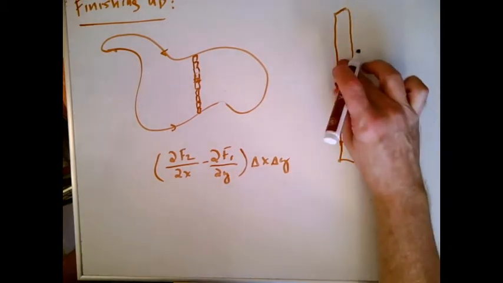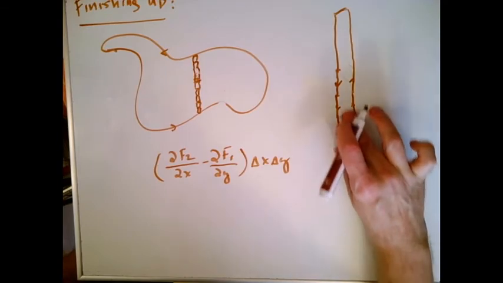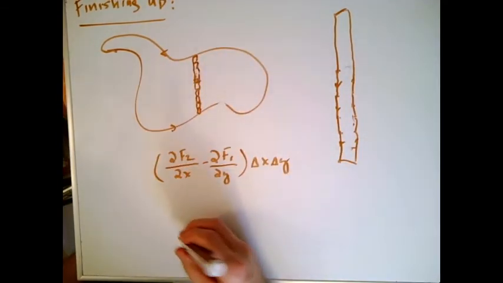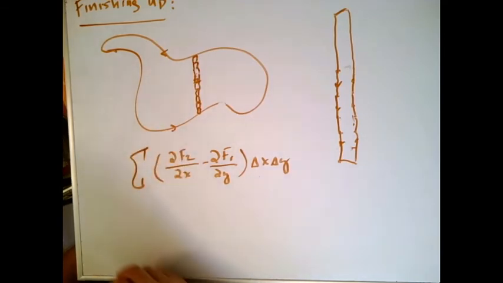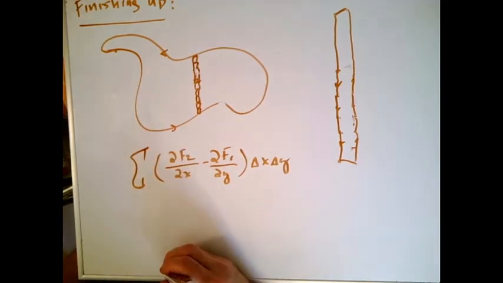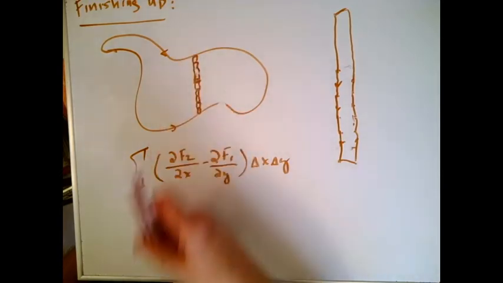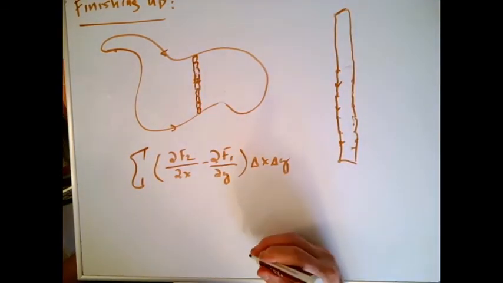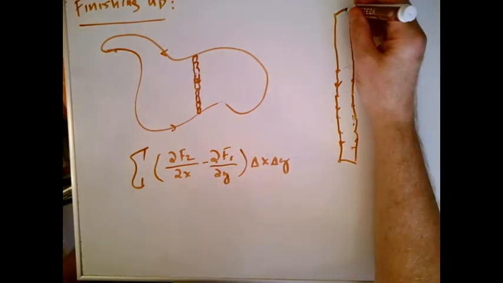And everything in the middle, all the work in the middle cancels. So what we're really getting here is the work done around the edge of this thing, and that's what happens when we add up the amount of work going around each of those little rectangles. We wind up getting the work around this big long strip. What happens if I put two strips next to each other?